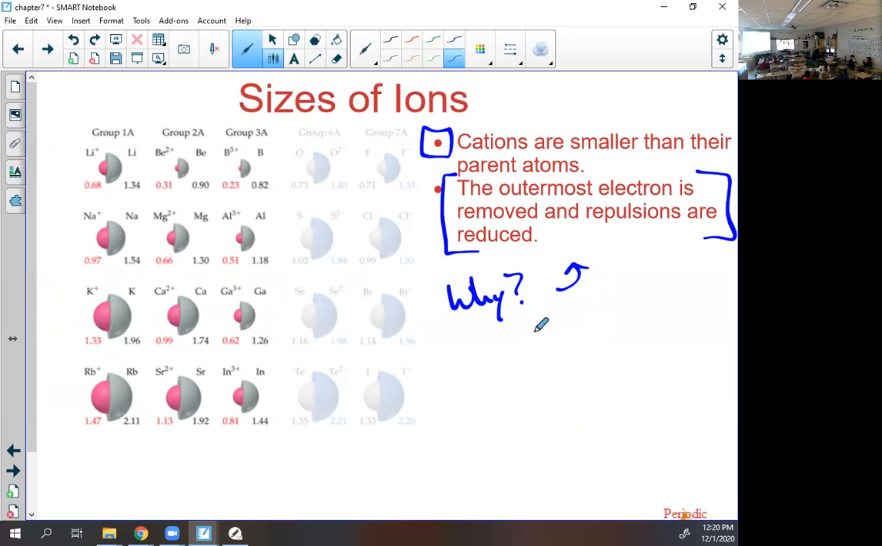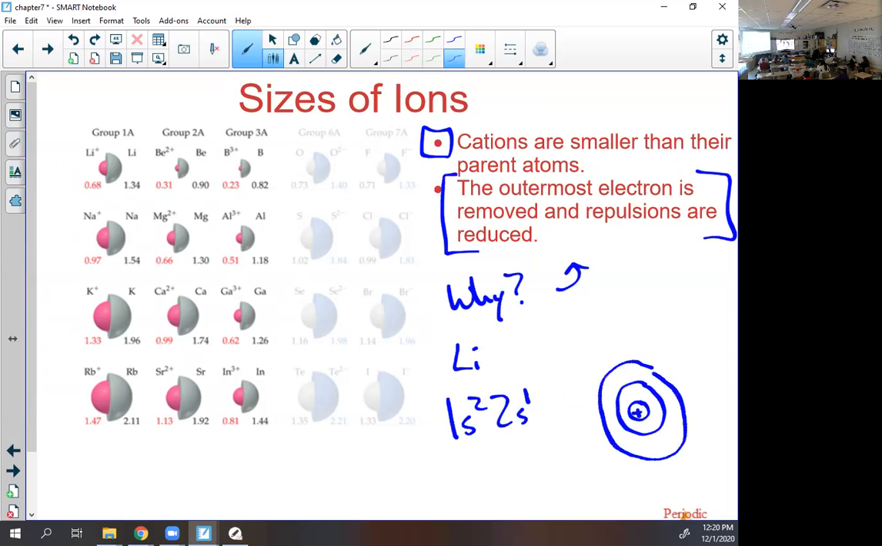So for instance, let's think of lithium. Lithium is 1s2, 2s1, or here's my nucleus. It has its first s cloud and its second s cloud. You okay with that? But Li plus, we would remove one of these and now it'd be 1s2. So this picture, we would just get rid of this. It completely dropped its outermost level. So this is clearly much smaller.